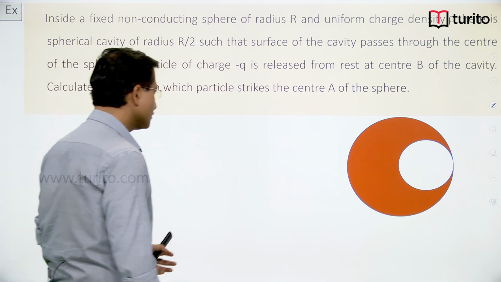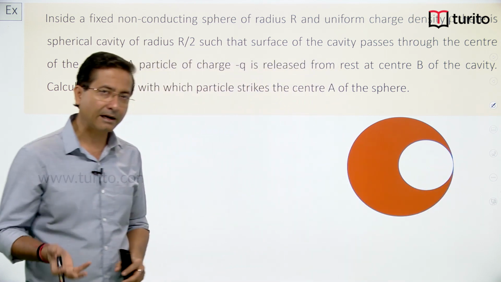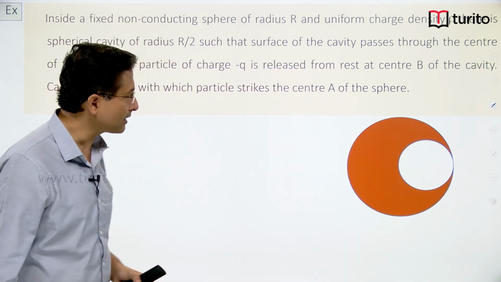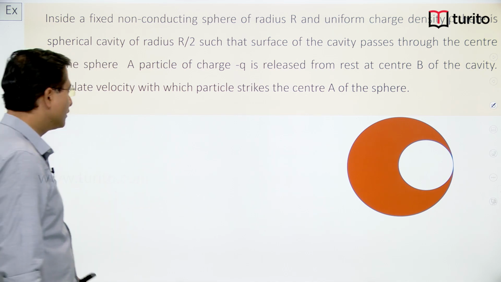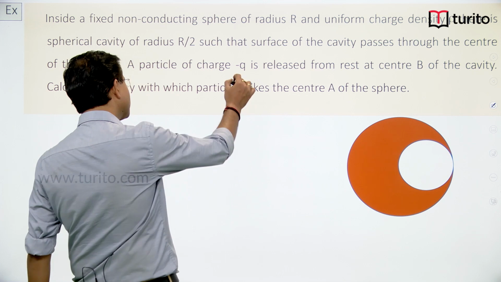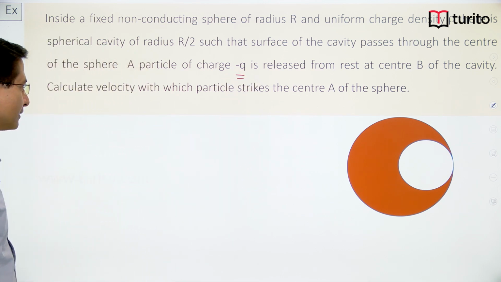So charge is uniformly distributed over a sphere and then a cavity is created, a cavity of radius r by 2 is created, right. And what we are doing, we are releasing a charged particle minus q from the center, right.